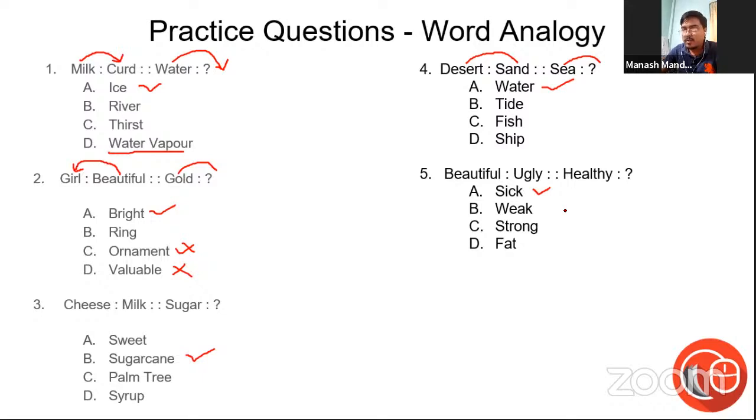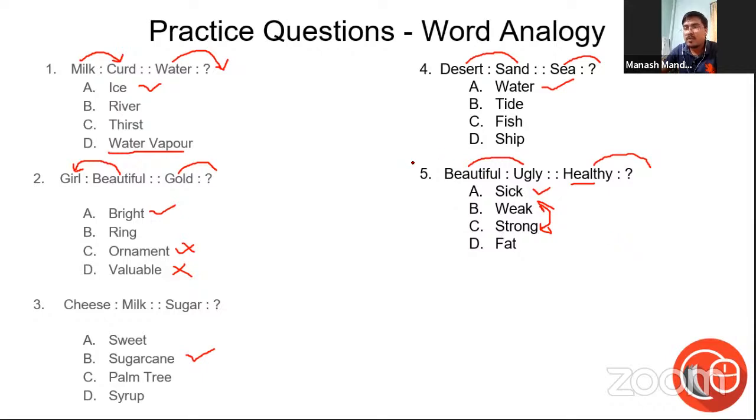No, Ekta, it won't be weak. Healthy, see, it's talking about the opposite, right? Beautiful and ugly are opposite to each other. So the opposite of healthy is sick and not weak. If this was strong, then these two would be opposite each other. Weak and strong are opposite each other, and healthy and sick are opposite each other.